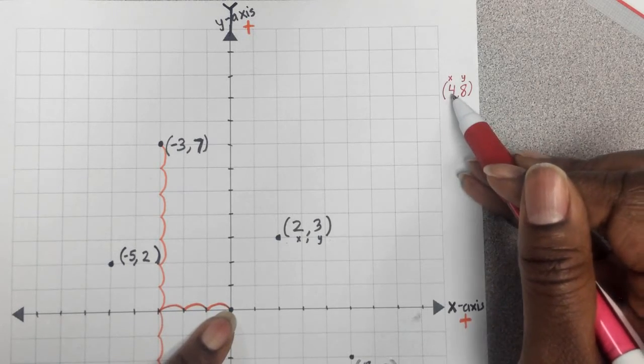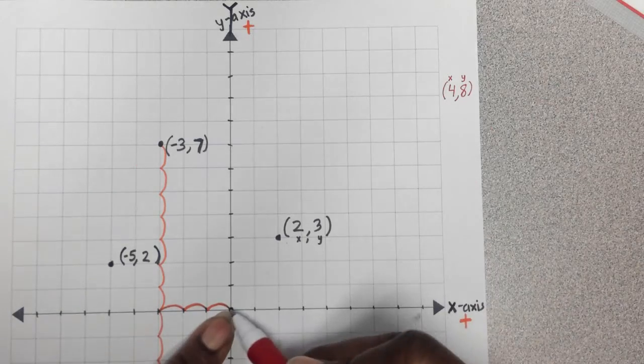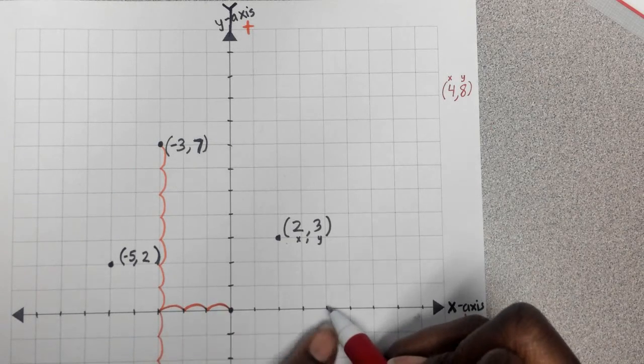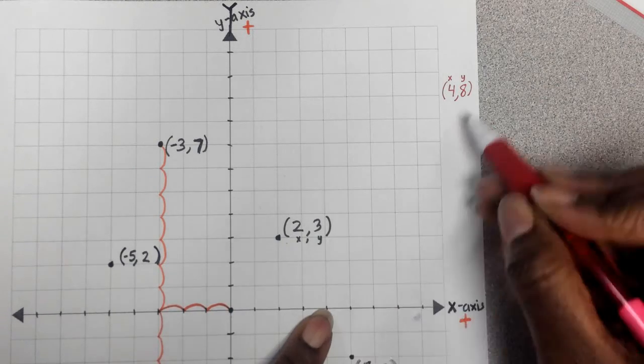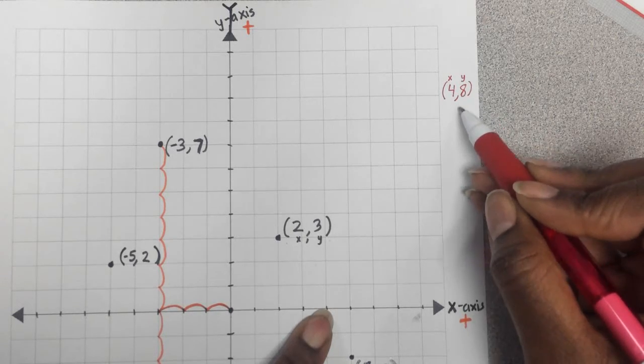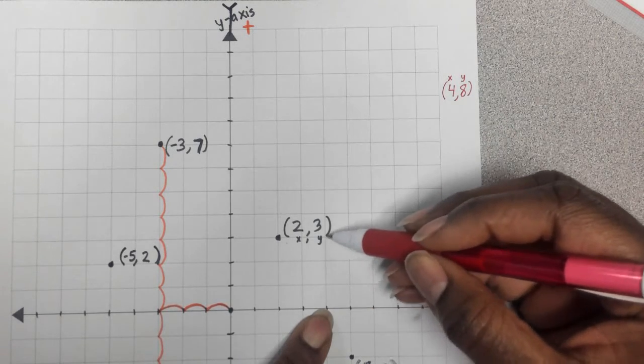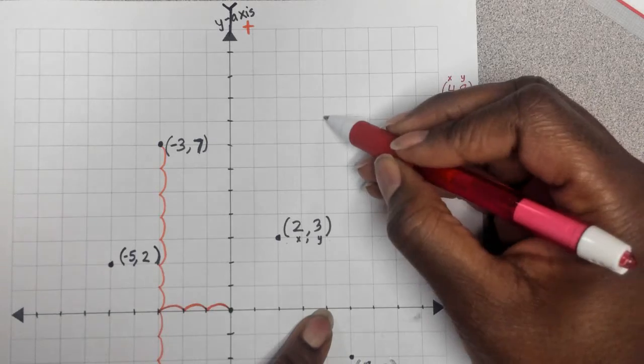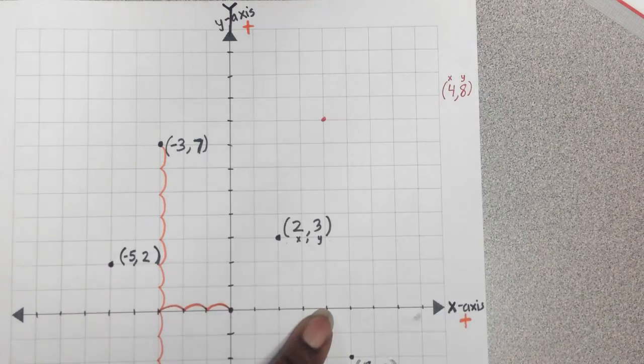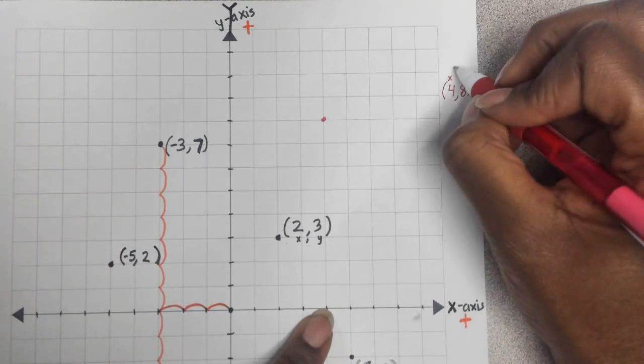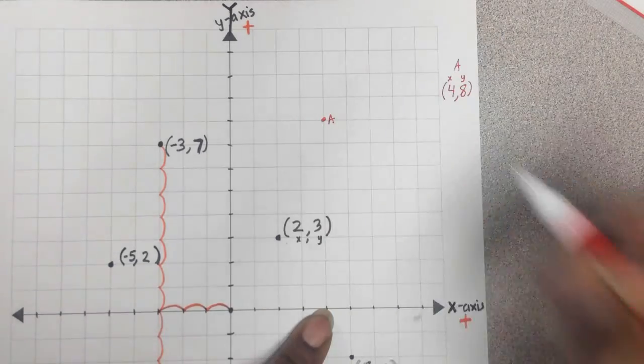So it tells you to count 4 squares on the x, so 1, 2, 3, 4. Then from here, you go up 8. Positive means you go up 8. So that's 1, 2, 3, 4, 5, 6, 7, 8. There we go. So that will be my point 4, 8. I'm just going to label it point A.